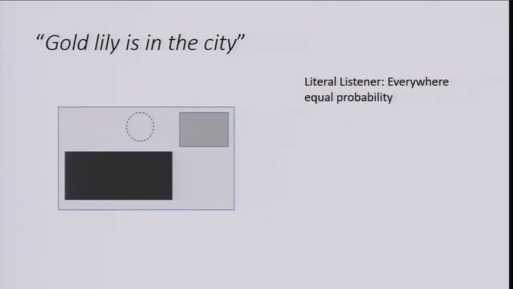So in this case, if I had said gold lily is in the city, the literal listener will spread out the probability everywhere. That's obvious. But what if it was a pragmatic listener? The pragmatic listener will choose each point, S, and evaluate: what is the probability of this being the point if the utterance U was this? So let's see one by one.